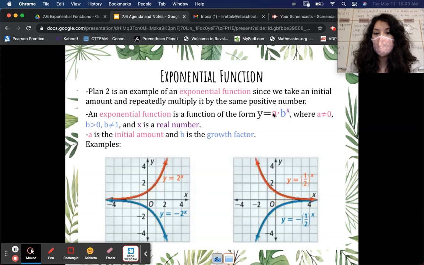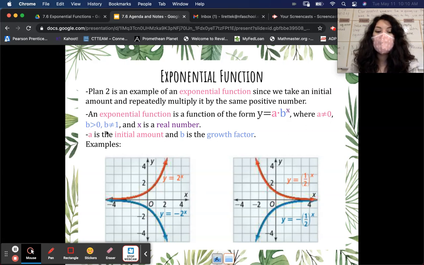If I replaced the a with a 0 and then I multiplied with this power, what do you think is going to happen to the right side of my equation? Everything's going to become 0. So you're left with the equation y equals 0. That's not exponential. That's linear. That's a horizontal line. So we can't have the a value equal to 0 because we want to make sure that this function is exponential.